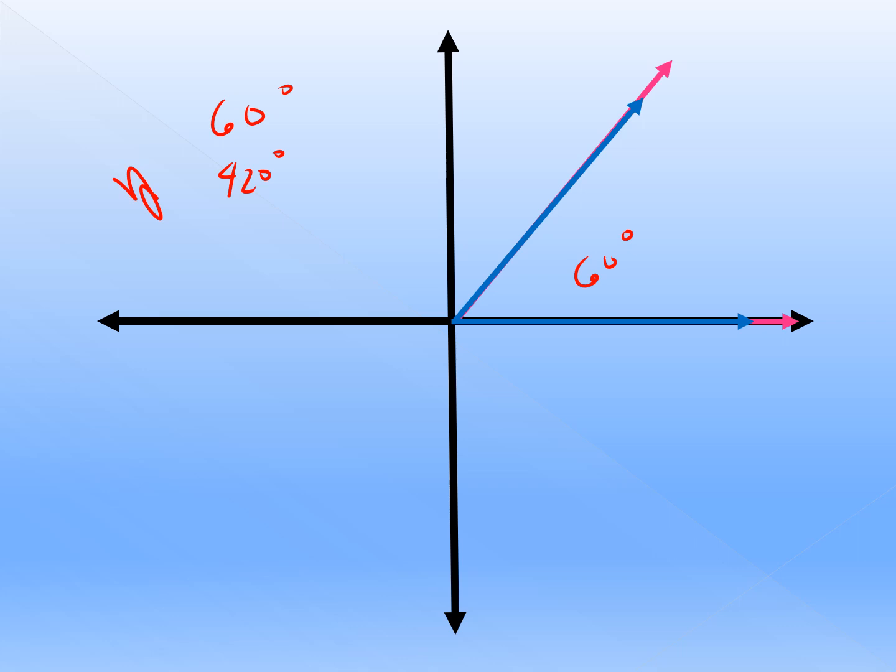Why? Because one revolution is equal to 360 degrees. Therefore, we're going to add another 60 degrees. Therefore, the angle that represents 420 degrees is this one. As you can see, 60 degrees and 420 degrees have the same terminal side. Thus, it implies that 60 degrees and 420 degrees are coterminal to each other.